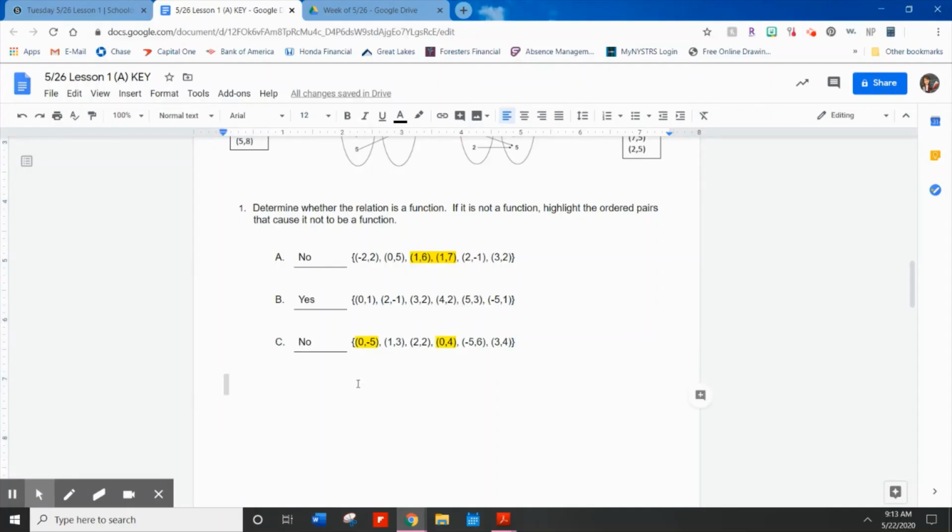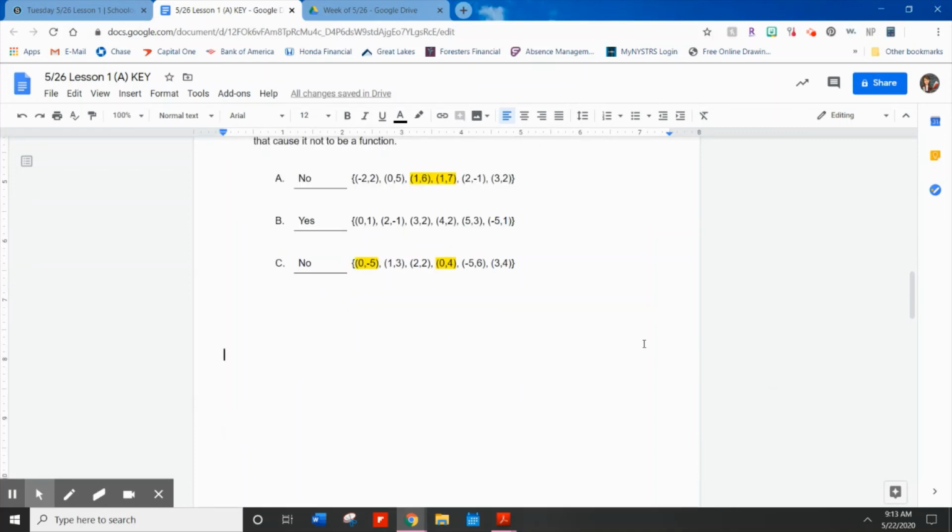Okay, check your work with my work. Now there could even be more repeating x values in something that's not a function. It's not just necessarily one x value that's repeating, so just keep that in mind.